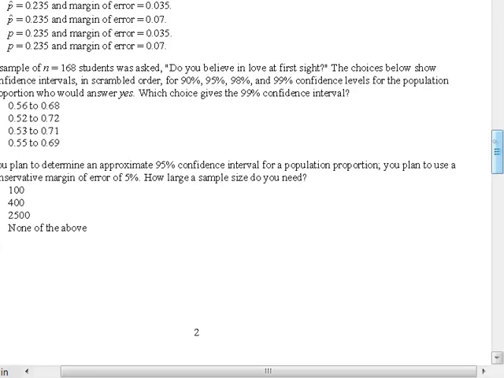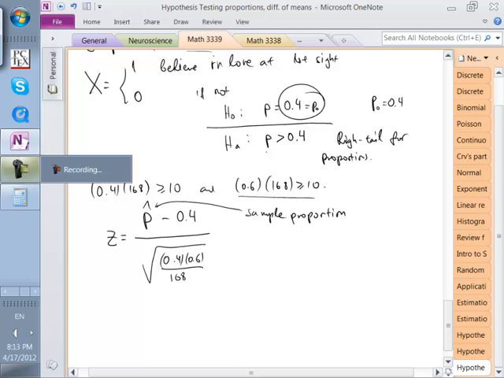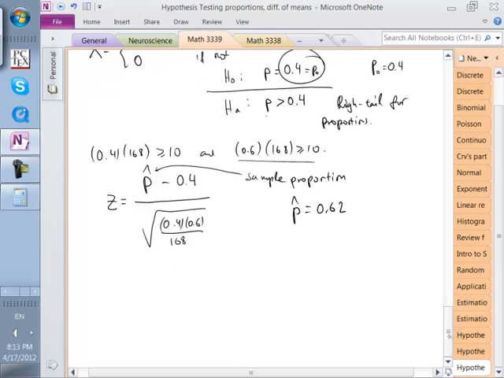Okay, and now suppose that the problem is not telling you that. I'm just modifying the problem. The problem is giving you that 62% of the sample answered yes, I do believe. So p hat is 0.62. 62% of the 168 replied that they believe in love at first sight. Well, no wonder. Young people do believe in that.